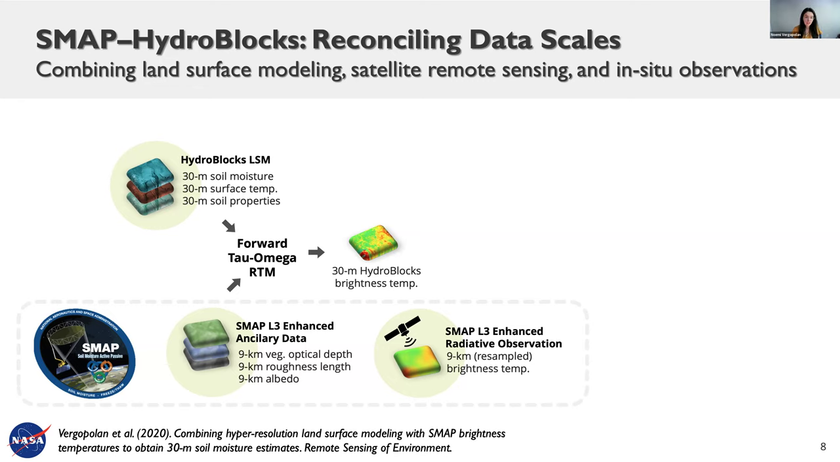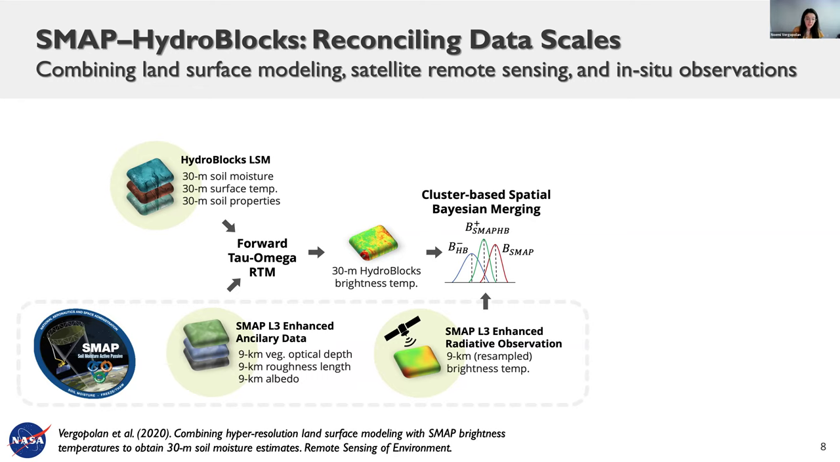So now in hand of the fine scale brightness temperature and the coarse scale brightness temperature, we developed what we call a cluster-based spatial Bayesian merging scheme that I'm going to go into details in the next slide to effectively take into account the biases and errors in both of the estimates to obtain a fine scale, more optimal brightness temperature estimate.